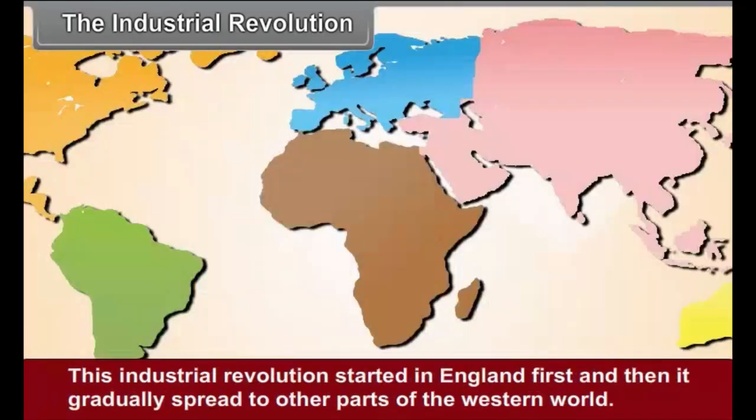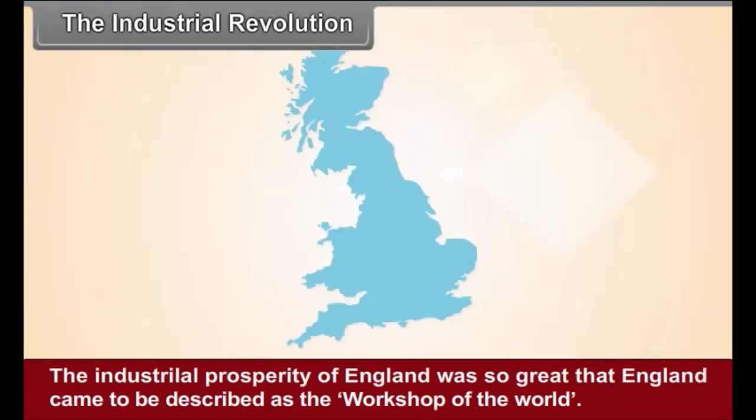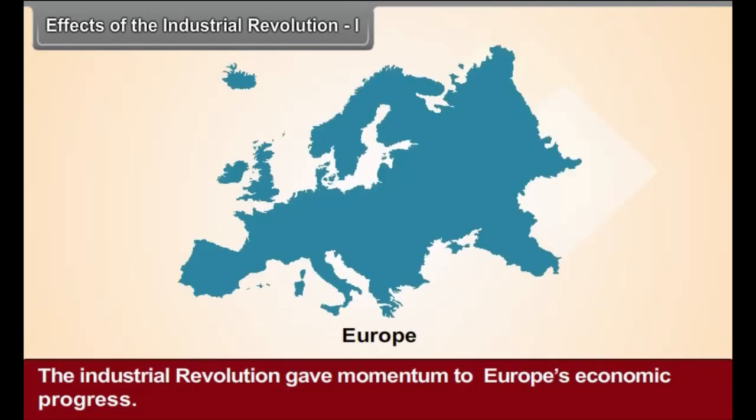This industrial revolution started in England first, and then it gradually spread to other parts of the Western world. The industrial prosperity of England was so great that England came to be described as the workshop of the world. Effects of the Industrial Revolution. The Industrial Revolution gave momentum to Europe's economic progress.